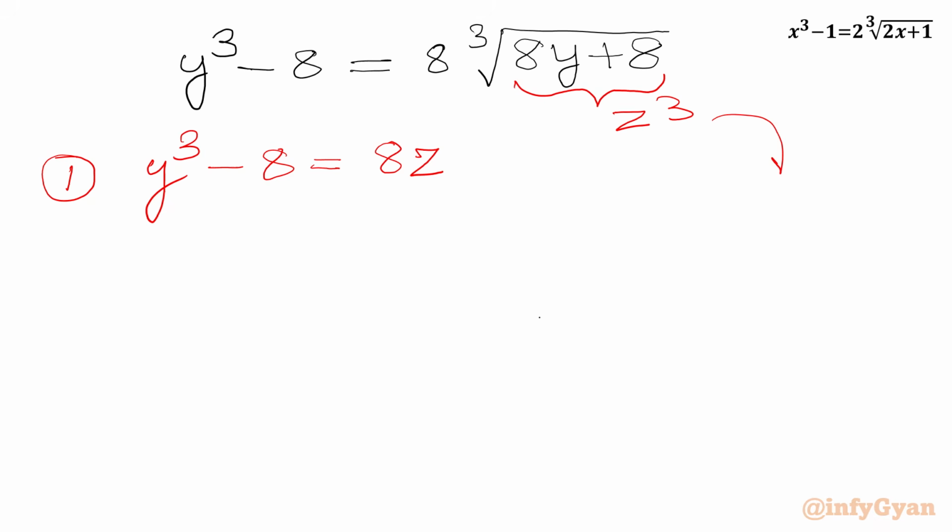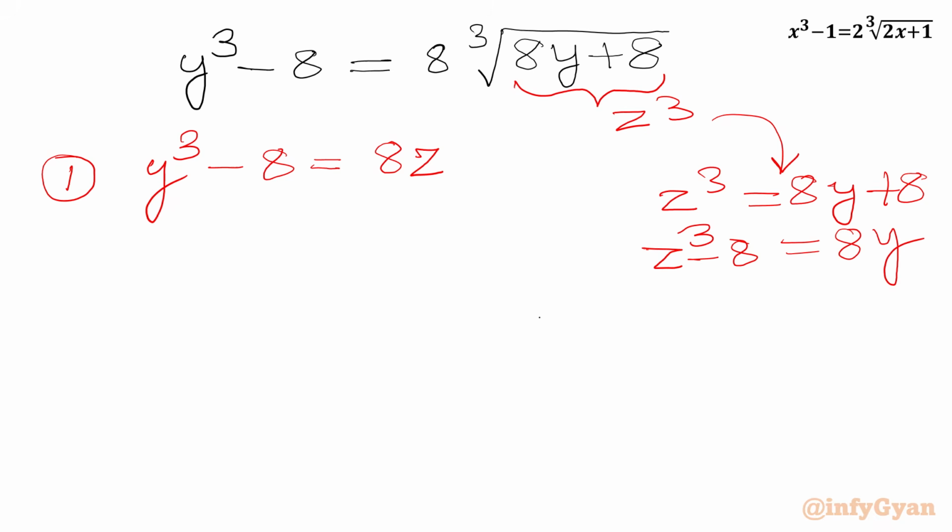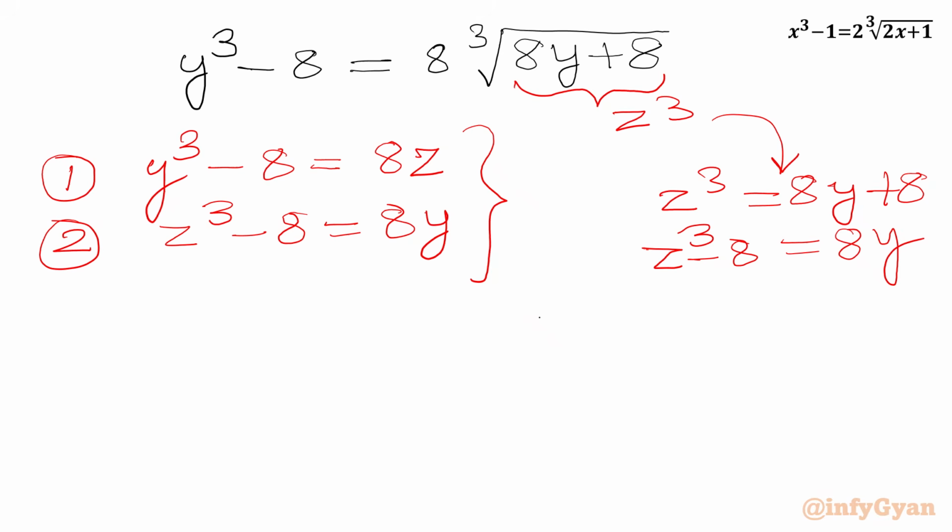Now from this substitution part, we will write z cube equal to 8y plus 8. After subtracting 8 from both sides, we will get z cube minus 8 equal to 8y. This is our second equation. We will write here z cube minus 8 equal to 8y. Now we have this system of equations which we have to solve for y and z. So let us subtract the second equation from the first one.